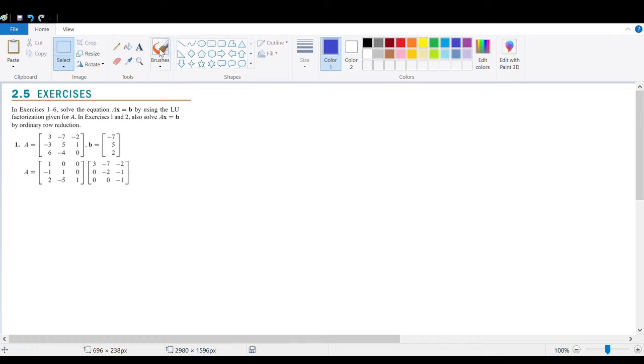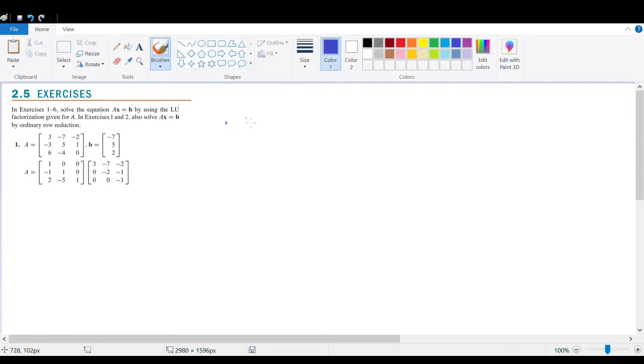In exercises 1 to 6, we need to solve the equation Ax = b by using the LU factorization given for A. And in exercises 1 and 2, solve Ax = b by ordinary row reduction. So let us find it by the LU factorization.